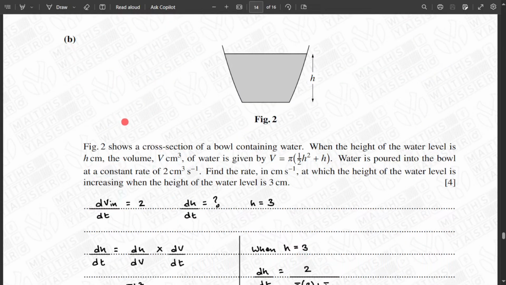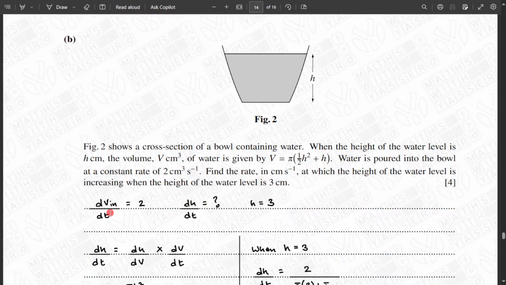In part B, it says figure 2 shows a cross section of a bowl containing water. When the height of the water level is h cm, the volume V cm cube of water is given by V equals pi h squared by 2 plus h. Water is poured into the bowl at a constant rate of 2 cm cube per second. Find the rate in centimeters per second at which the height of the water level is increasing when the height of the water level is 3.